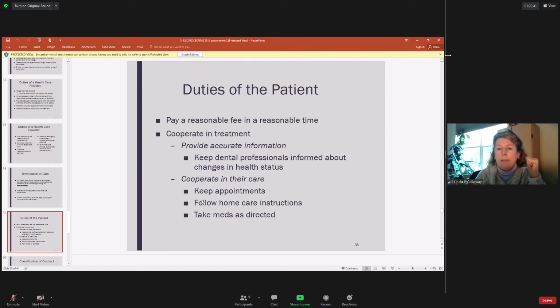Cooperate in their care. They have to keep appointments, follow home care instructions. You're going to help them get back to health by educating them on what they need to do. Never say, I will make this better. Say, I will help this improve along with the home care techniques we're going to review today. And this bleeding, swelling should improve, and we'll reassess next time.